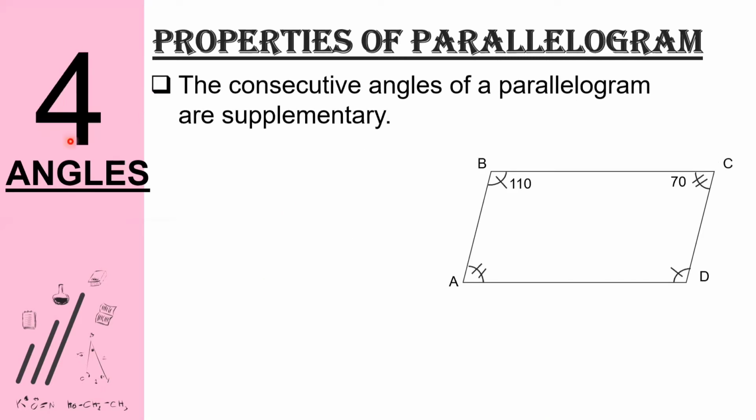So for the fourth property of a parallelogram, the consecutive angles of a parallelogram are supplementary. So pag sinabi natin consecutive, di ba in Tagalog, ang consecutive ay magkasunod. And when we say supplementary, pag pinag-add natin yung dalawang magkasunod na angles, it will be equal to 180 degrees. So angle A is consecutive to angle B. Kapag pinag-add natin yung angle A and angle B, it will be 180 degrees. Also, angle C plus angle D is equal to 180 degrees. Kasi sabi natin dito, consecutive angles of a parallelogram are supplementary.